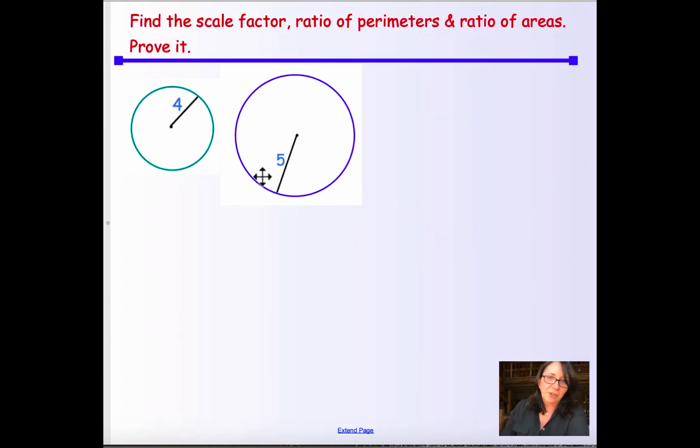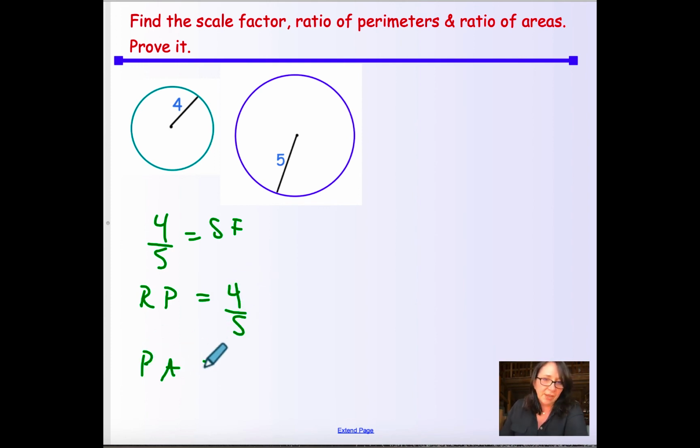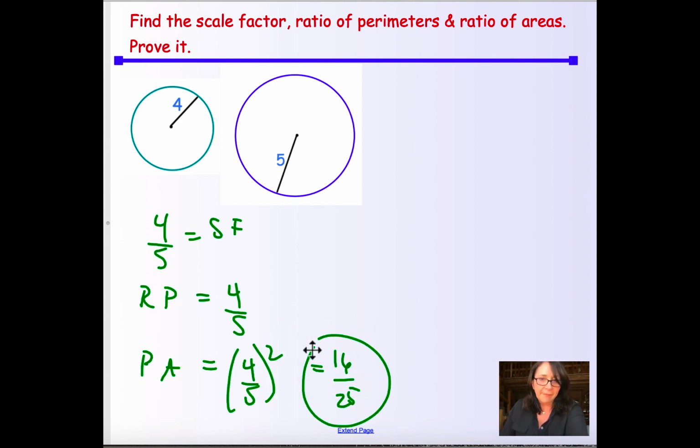Find the scale factor, ratio of perimeters, ratio of areas. Same thing. 4:5 is my scale factor. It means that my ratio of perimeters is also 4/5. My ratio of areas is going to be 4/5 quantity squared, which is 16/25. Done. But they said prove it.